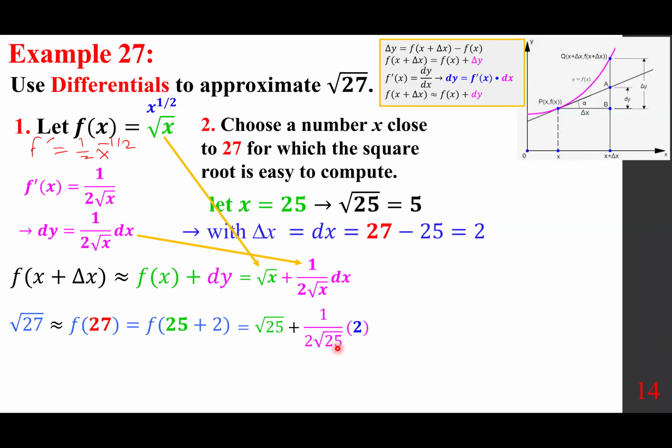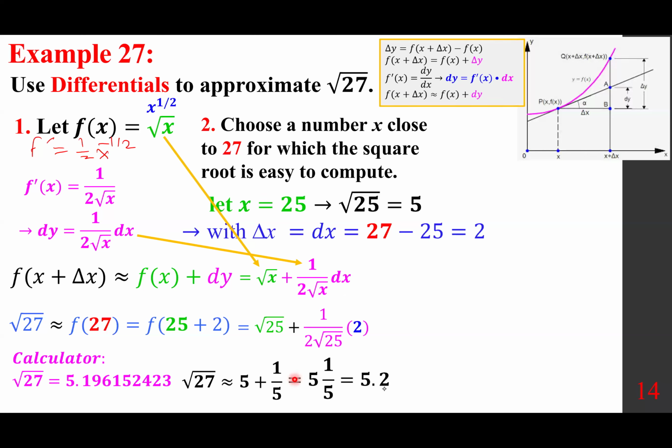So this is 5, this is 5. So these two and these two cancel each other, 5 and 1 over 5, or 5 and 1/5, or 5.2, and we are done. As far as the closeness, if you look at the calculator value, this is very close to what you have here. Within 2 decimals, they're the same.